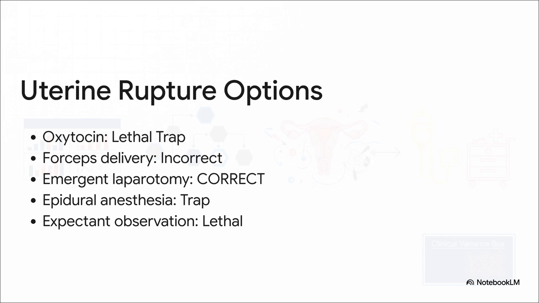It's mandated to instantly control the maternal hemorrhage and rescue the extruded fetus from the peritoneal cavity. Choice D, epidural anesthesia administration, is a trap that's just going to mask the catastrophic hemodynamic collapse happening in front of you. And choice E, expectant observation, is a lethal trap that rapidly leads to maternal and fetal mortality.